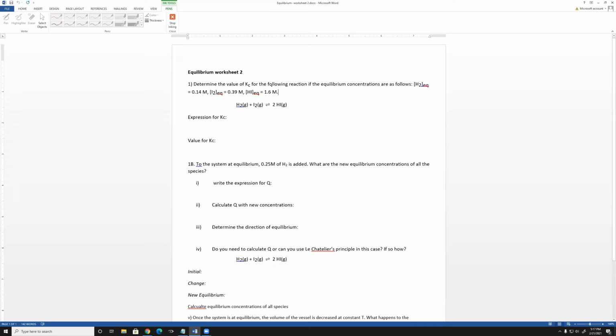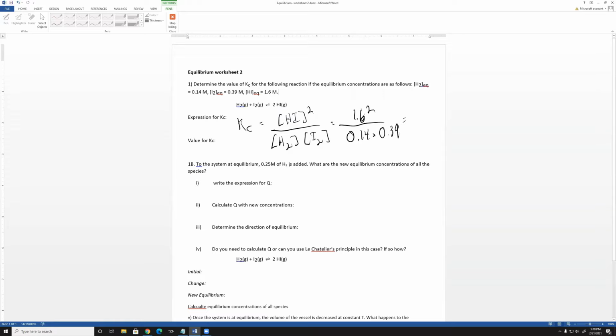So the expression for Kc, this is basically just the equilibrium constant. Kc is going to equal the products, which is the concentration of HI squared, divided by the reactants, H2 to the 1 power times I2 to the 1 power. Once we plug in our equilibrium concentrations in the expression, we get 1.6 squared divided by 0.14 times 0.39. I'm not going to solve for that, but I'll let you do that on your own.